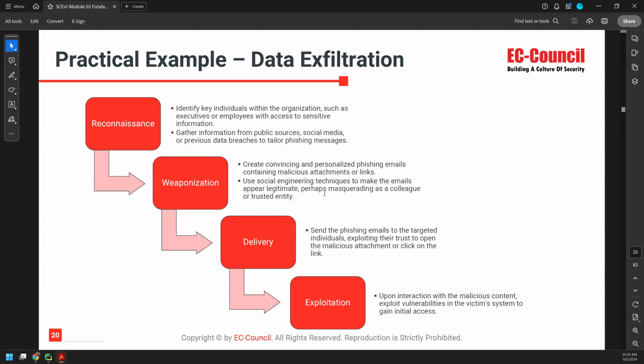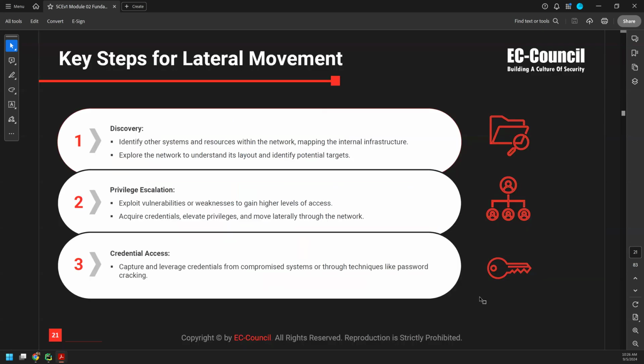From there, they'll weaponize it, create some convincing or personalized ones, and use social engineering techniques in order to get access. They'll deliver those, and then they're waiting for the unscrupulous victim or the uninformed employee to click on some of those vulnerabilities and give them access.